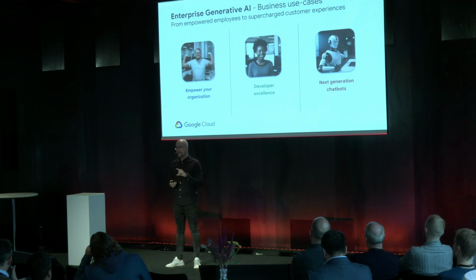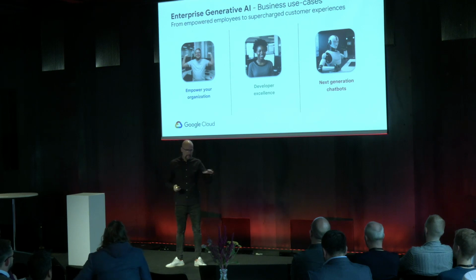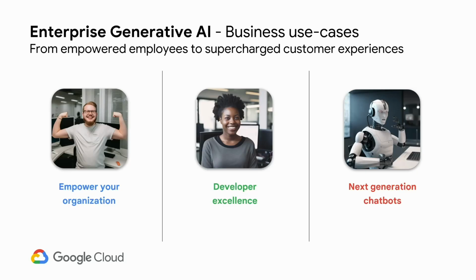I'm going to give you 9 examples, and obviously there are thousands, just to get your heads going. But pretty much you can divide it into 3 areas. About how this changes your day-to-day job, empowering your organization, about developer excellence, this is a huge thing, and the last part, next generation type of chatbots. And we should actually come up with a new name for chatbots, because everyone hates chatbots. These chatbots are so much better, so we should come up with a new name.